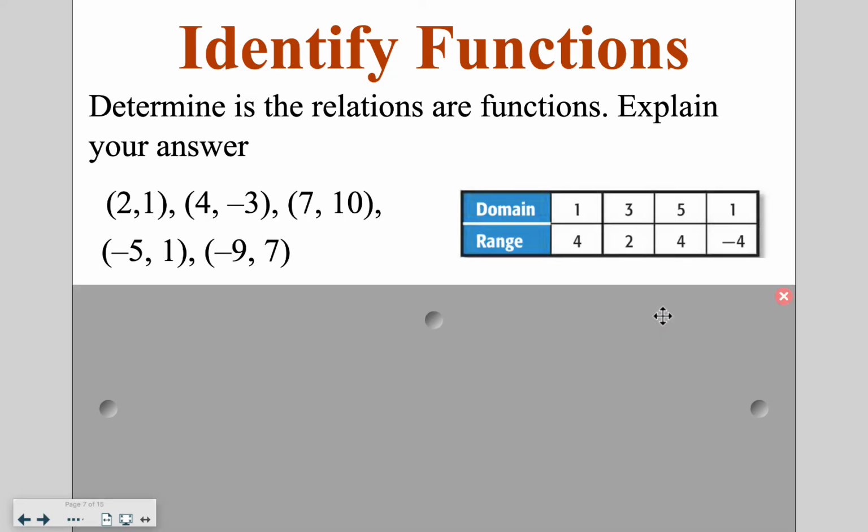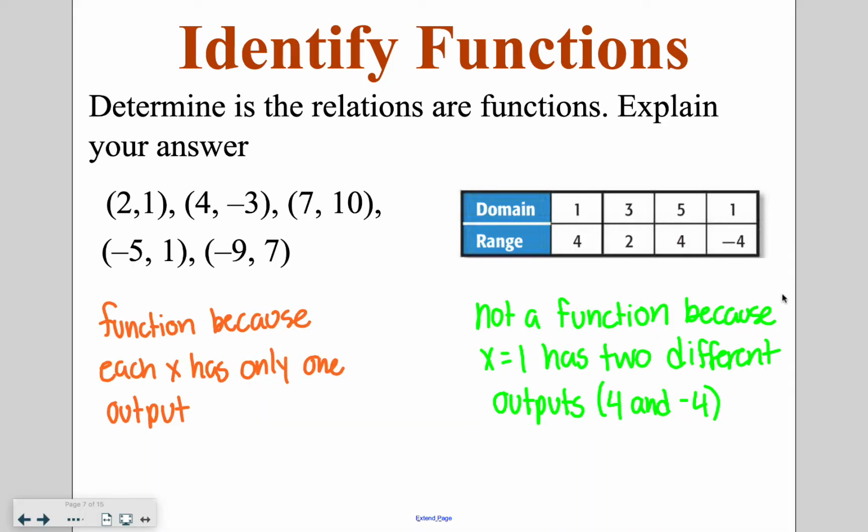Go ahead and try these two on your own to determine if they are functions. The first one is a function because each x has an output of one y value. This second one in the table is not a function because x equals 1, or the domain value of 1, has two different outputs.